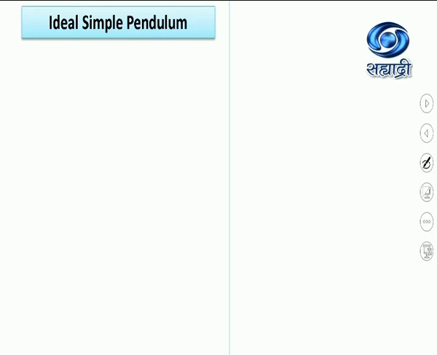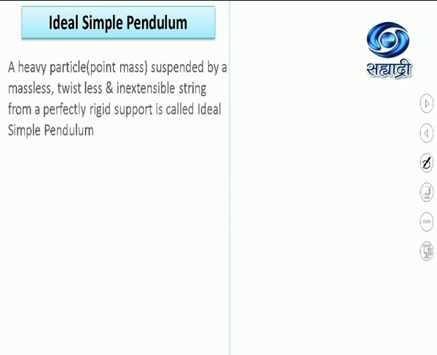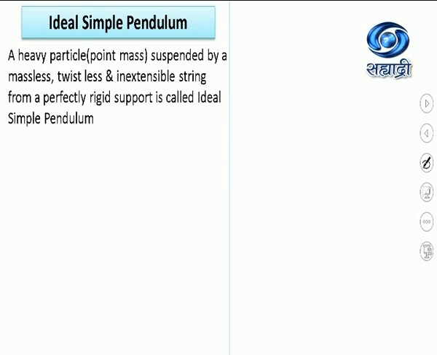So let us discuss the ideal conditions. First of all, the ideal simple pendulum consists of a heavy particle which is a point mass, suspended by means of a massless, twistless and inextensible string which is hanging from a perfectly rigid support. Diagram-wise, this is a heavy point mass or a heavy particle. In practice, such a heavy point mass does not exist at all. These are the ideal situations.